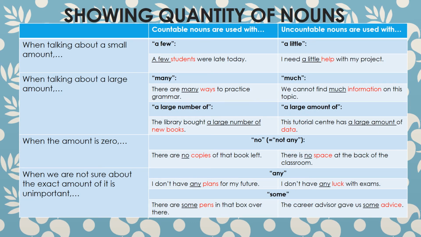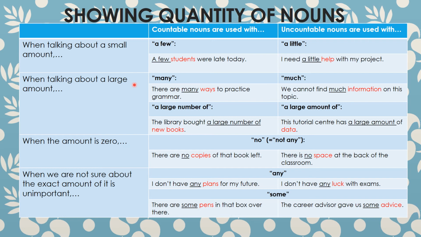Now let's see how we can show the quantity of nouns. Here is a comparison of how you can show the quantity of countable nouns versus uncountable nouns. When we talk about a small amount, we use a few with countable nouns. As in the example, a few students were late today. For uncountable nouns, when talking about a small amount, we use a little. Look at this example. I need a little help with my project.